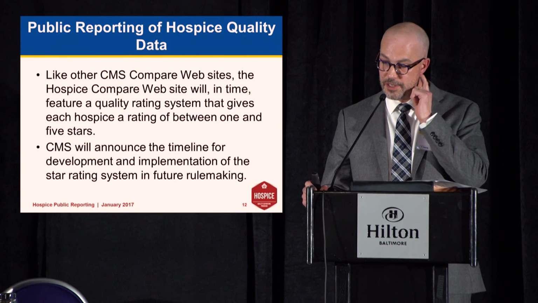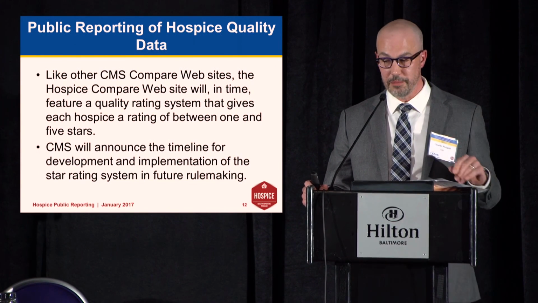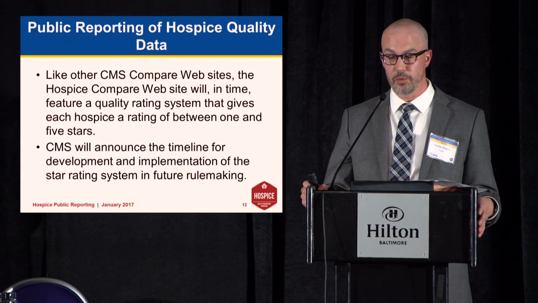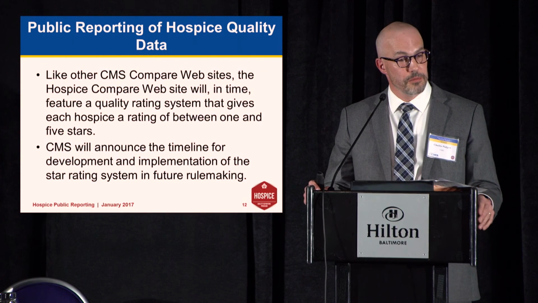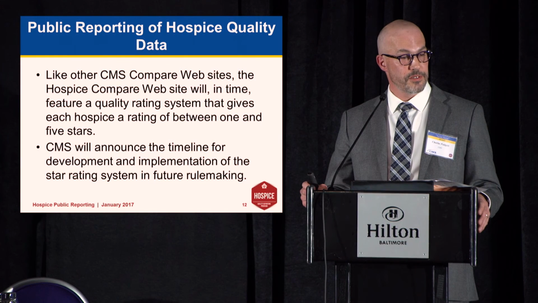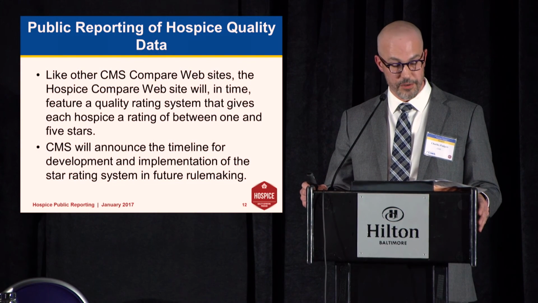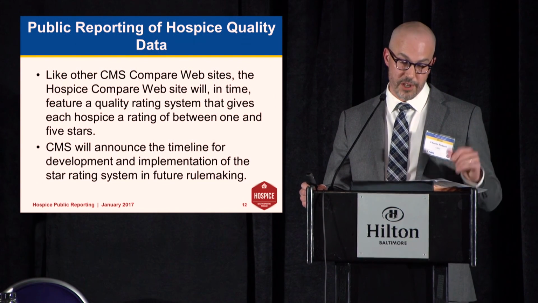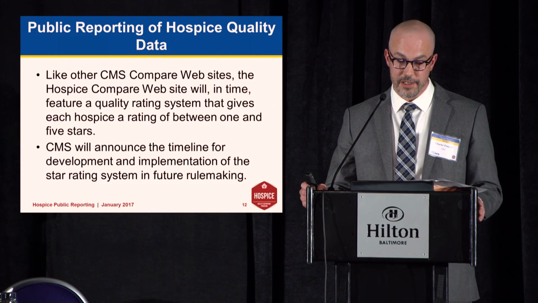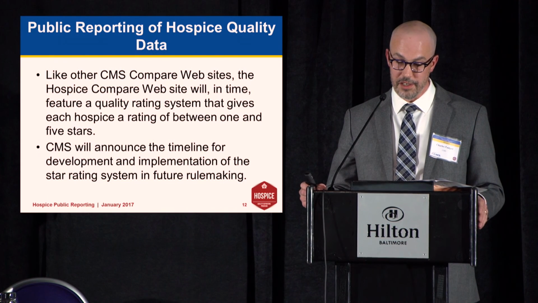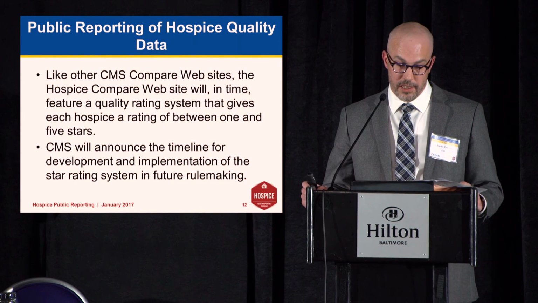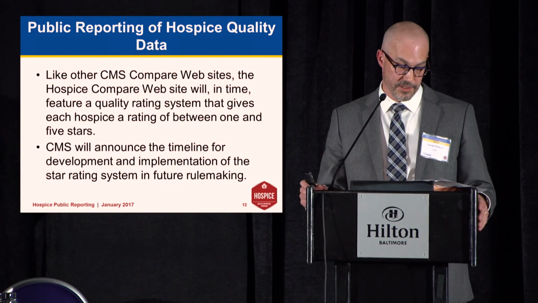And like other Compare websites, the Hospice Compare website will in time feature a quality rating system that gives each hospice a rating of between 1 and 5 stars. I don't know if you're familiar with Nursing Home Compare or Hospital Compare. These Compare sites have gone to star ratings. The goal of the star rating system is really to provide patients and their families with an easy way to understand the assessment of quality and make meaningful distinctions between high and low performing hospitals, or hospices in this instance.